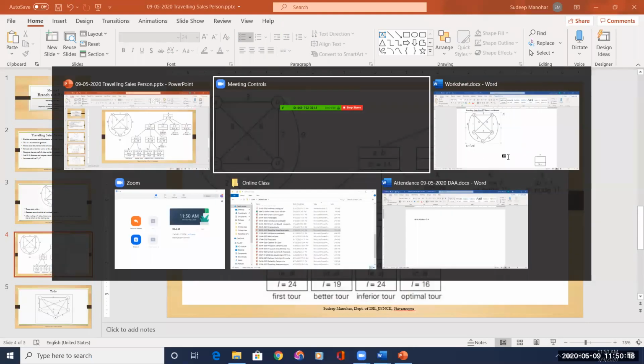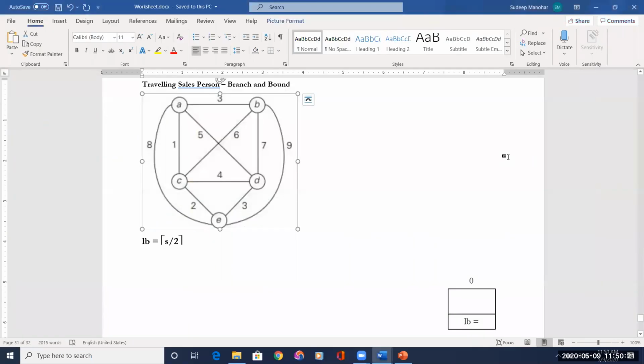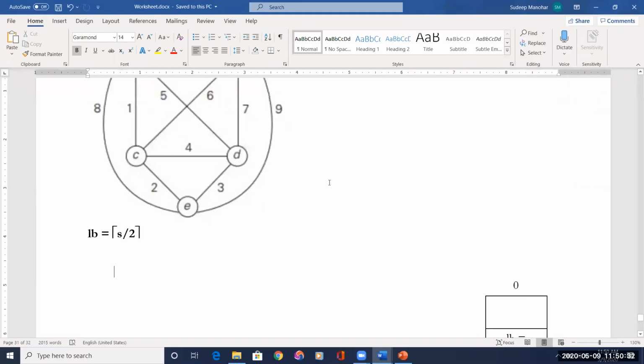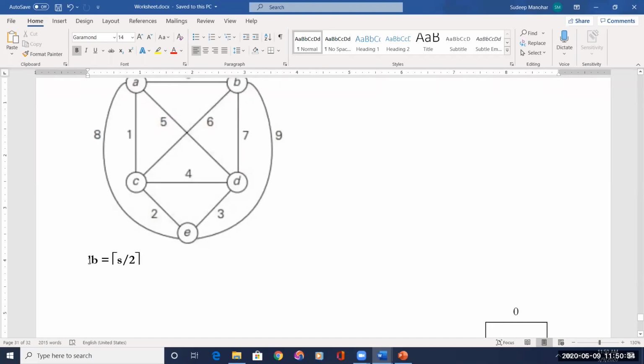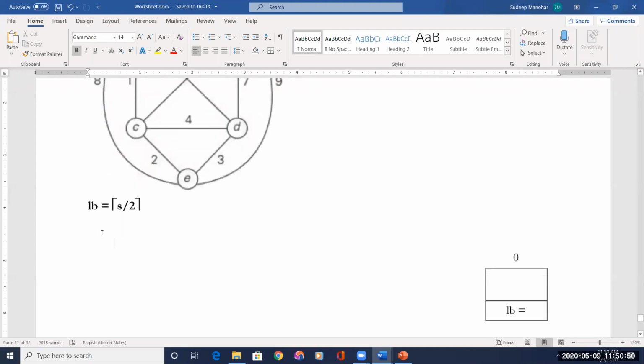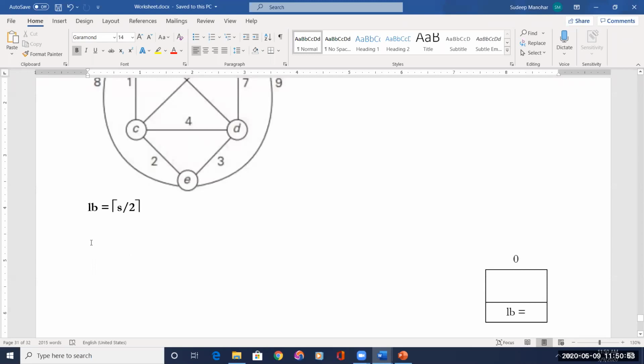Take your book or a pen and paper so that you can work together with me. This is the problem I have given, and the formula for calculating the lower bound is the ceiling of S by 2, where S is the sum of the values of the nearest two cities for each of the cities. I will show you once again how to calculate that. We have to start with calculating the lower bounds.